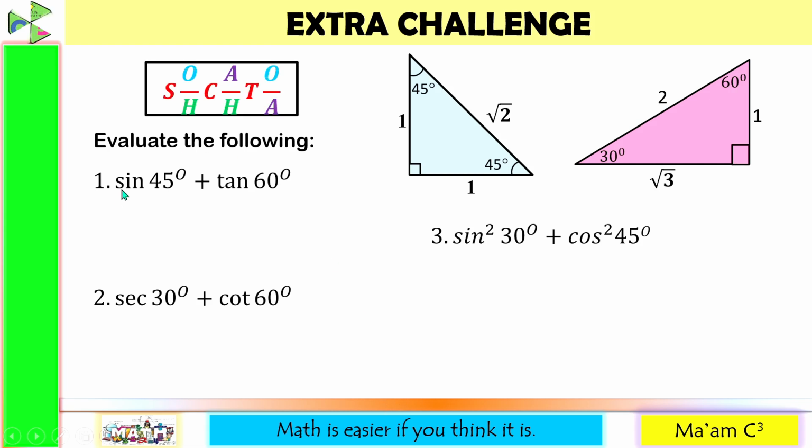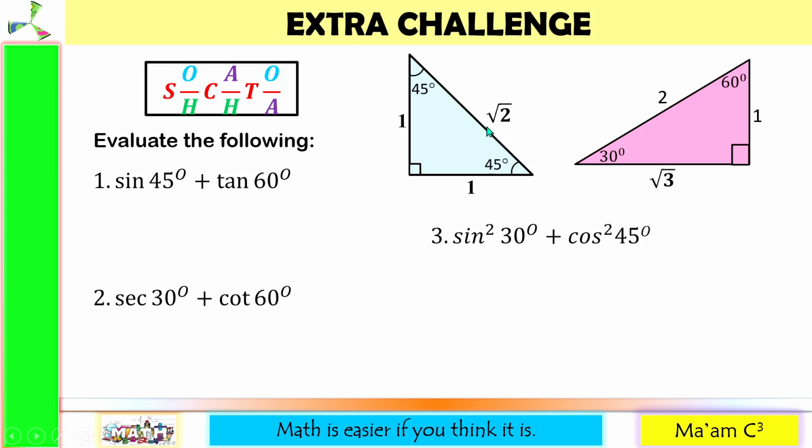Let us start with sine 45. So you focus your eyes on 45 degrees. If it is sine, so opposite over hypotenuse. So this is 45 degrees. Opposite 1 over hypotenuse is square root of 2.